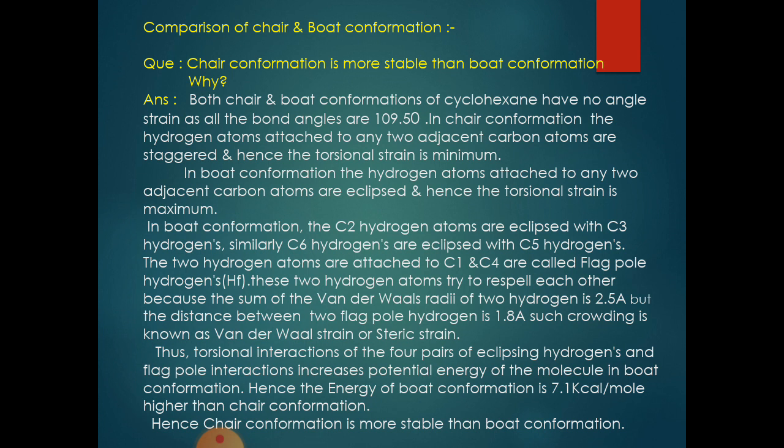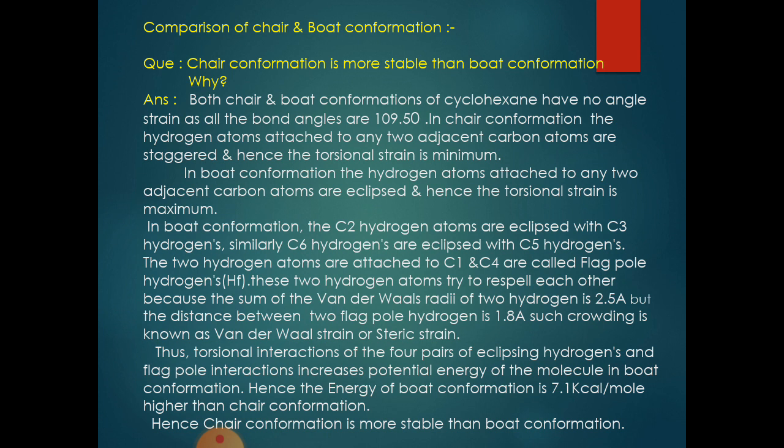strain is minimum. While in the boat conformation, the hydrogen atoms attached to any two adjacent carbon atoms are eclipsed, and hence the torsional strain is maximum. In the boat conformation, the C2 hydrogen atoms are eclipsed with C3 hydrogen atoms. Similarly, C6 hydrogens are eclipsed with C5 hydrogens. The two hydrogen atoms attached to C1 and C4 are called flagpole hydrogens, that is HF.